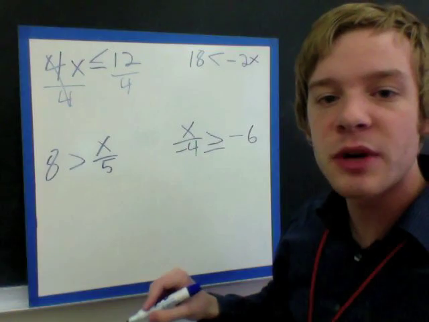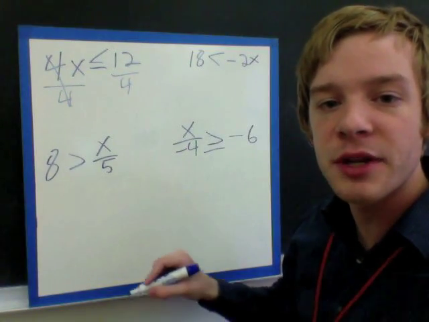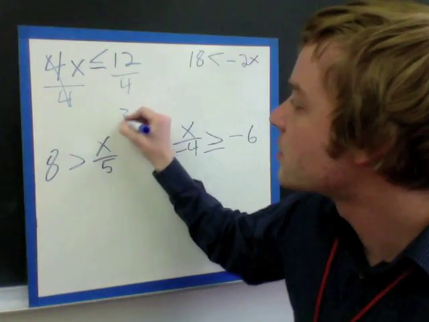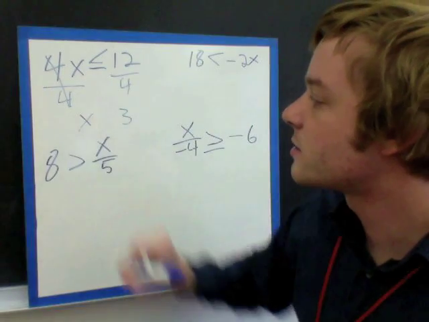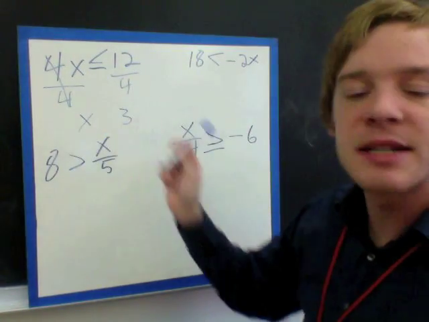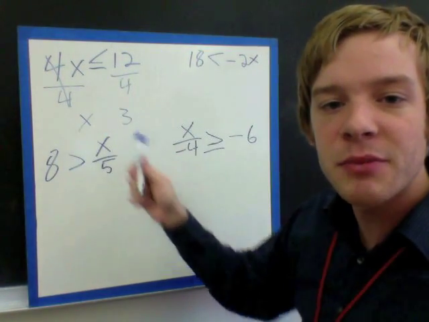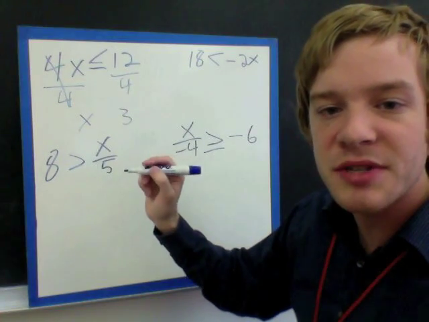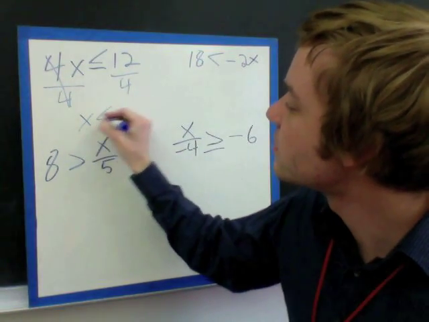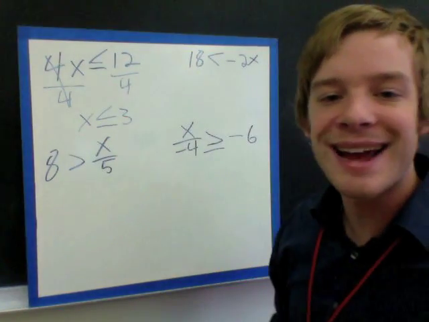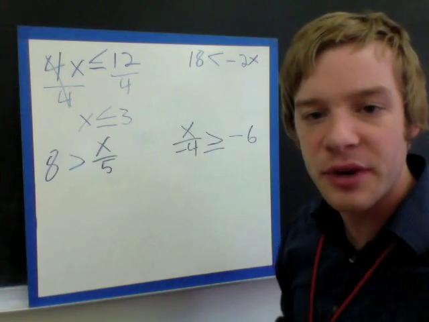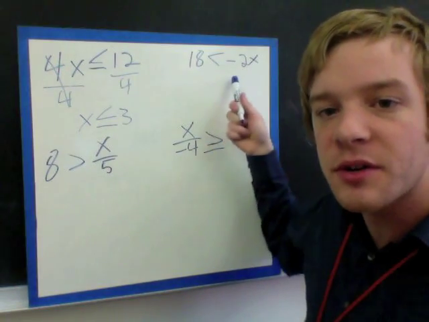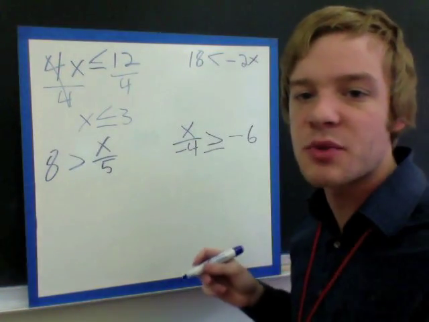Which means when I divide 12 by 4, I'm going to get 3. My x comes down by itself, and since I didn't multiply or divide by a negative number, my sign stays pointing in the same direction. So I get x is less than or equal to 3. Over here, you see you've got a negative number, so let's try this one out.